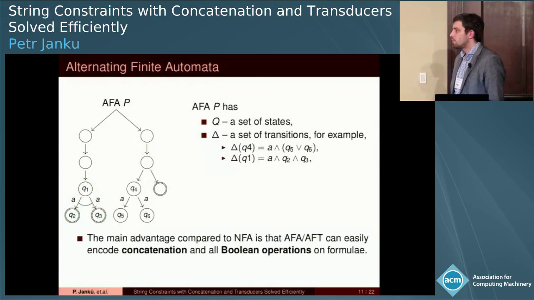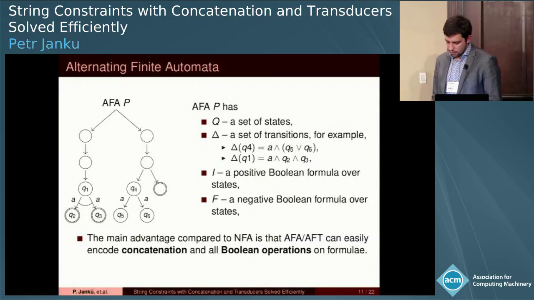The main advantage compared to NFA is that alternating automata can easily encode concatenation and all Boolean operations on formulae. Unlike the standard definition of alternating automaton, we do not have just a single initial state and single set of accepting states, but we use initial and final formulae. This approach allows us to easily translate the considered formula into alternating automata in an inductive way.